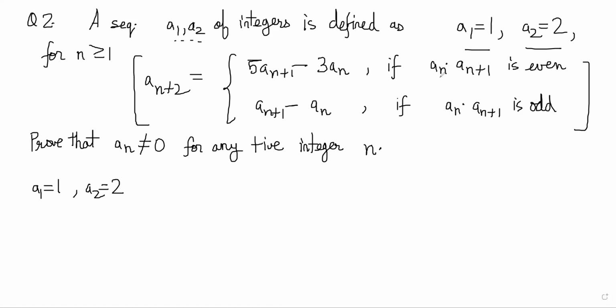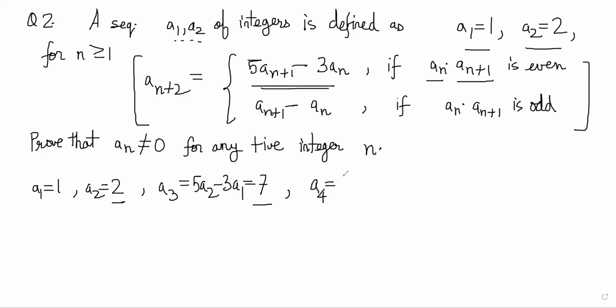You can see that the product of a1 and a2 is basically 2, which is even. So a3 will follow this definition. a3 comes when you put n equal to 1, and here a1 times a2 is even, so it will be 5a2 minus 3a1, and that will come out to be 7. And now you can see 2 times 7 is again even, so a4 should be again 5a3 minus 3a2, and that will come out to be 29.